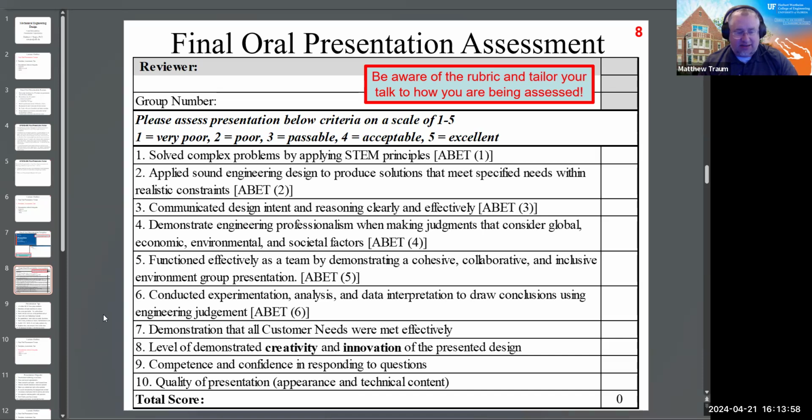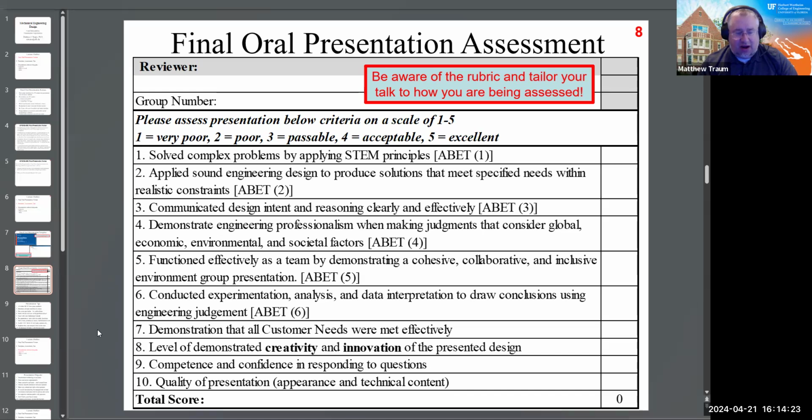Number 8 is demonstrated level of creativity and innovation of the presented design. As we'll talk about in a little bit, it behooves you to spend a little bit of time talking about why your design is the best, why it is so creative and innovative and different than anything else that exists out there on the market. And you're getting evaluated on that. So please spend a slide or 2 talking about your creativity and your innovation.